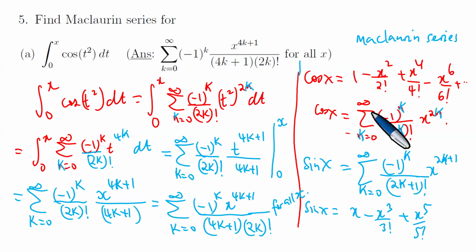But you can also write it as, if you memorize this one, 1 minus x squared over 2 factorial plus x to the 4th power over 4 factorial minus x to the 6th power over 6 factorial.